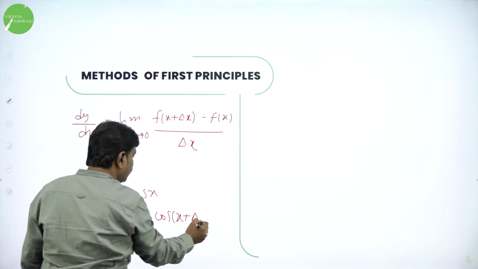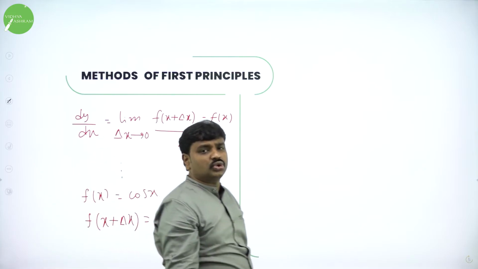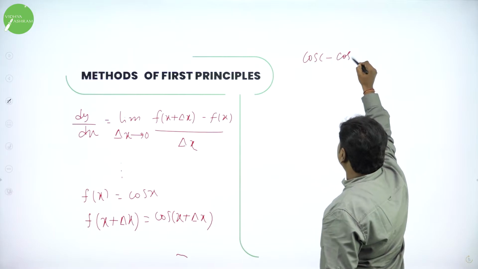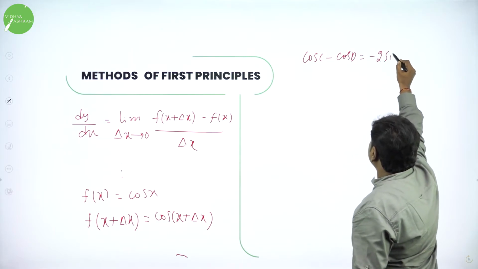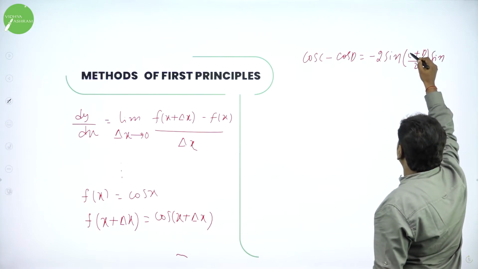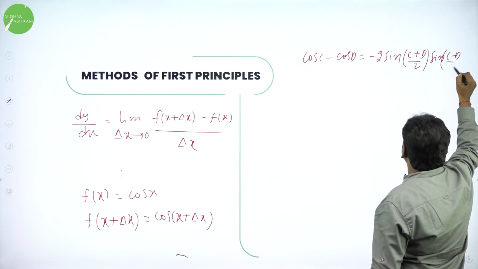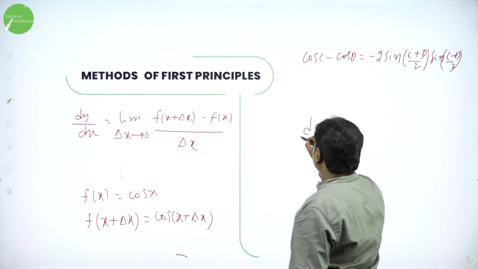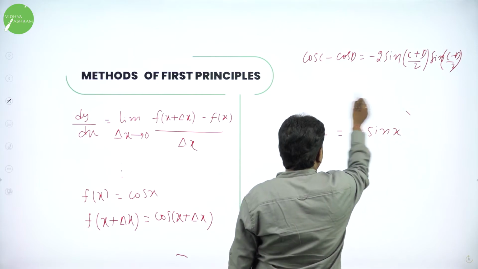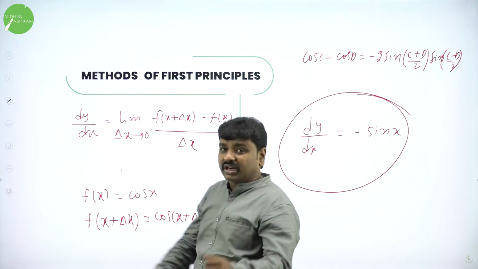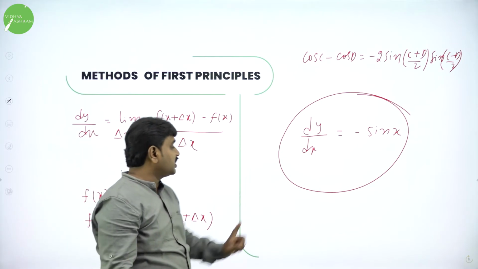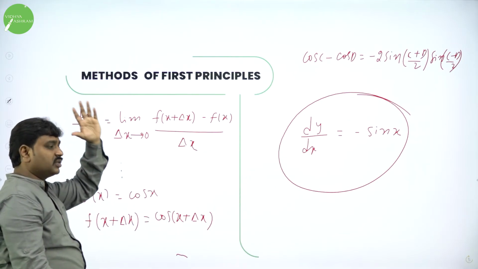And I told you, directly if you apply the limit you will not get the answer. So what should you do? I told you to utilize this formula, cos c minus cos d. What is cos c minus cos d? Minus 2 sin c plus d by 2 into sin c minus d by 2. I am giving all the possible hints. Using these hints you have to complete. Finally you should get dy by dx as minus sin x. What should be your answer? Minus sin x. This is the assignment for you. Refer to the sin x and do the cos x by yourself, and your answer has to be minus sin x, and whatever hints are required I have written on the board.